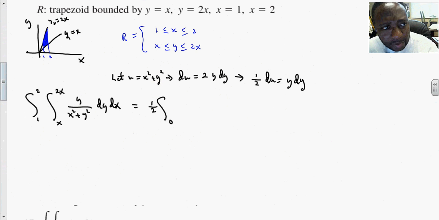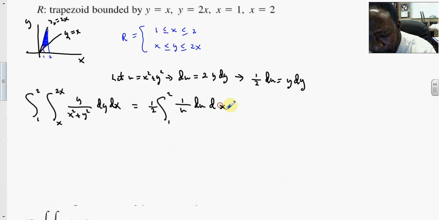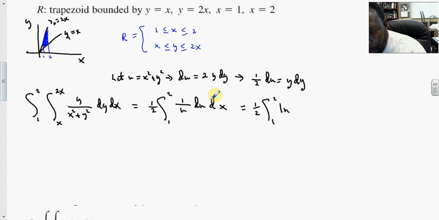So this is 1/2 times the integral, not from 0, but from 1 to 2, and this is 1 over u du, and then that dx out there. So we integrate. This is 1/2 times the integral from 1 to 2 of the natural log of u, but u is x squared plus y squared, evaluated from y equals x to 2x, and then this is dx on the outside.